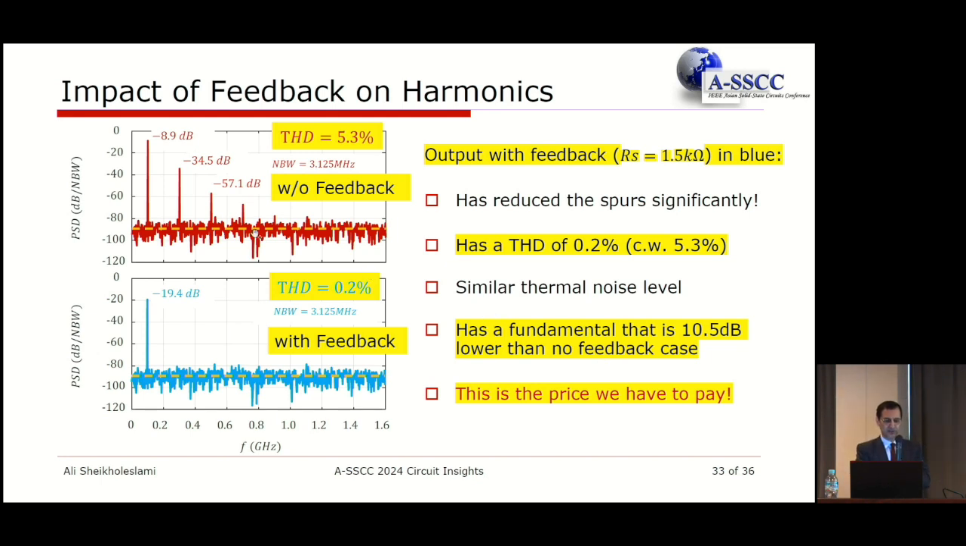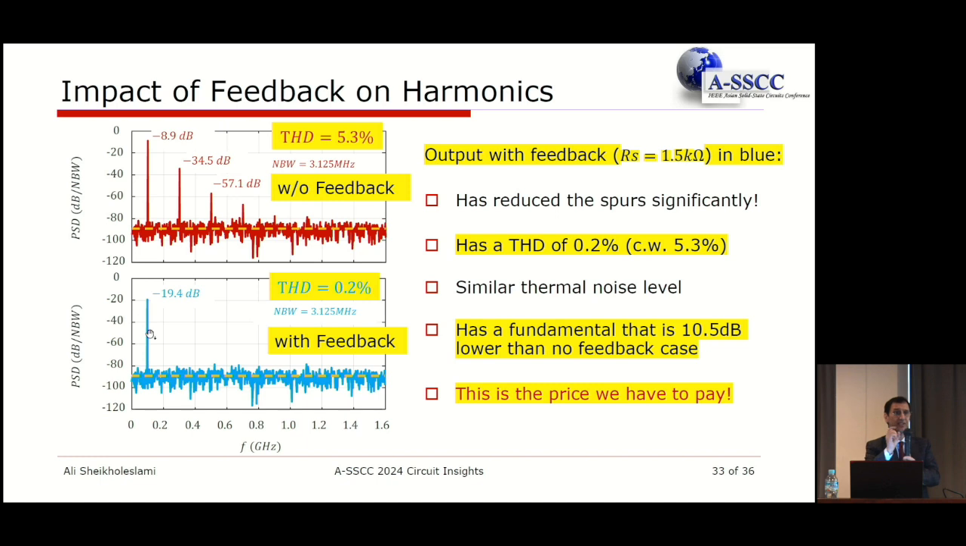You can see this red is the one without feedback. So without feedback, we had the total harmonic distortion, which was 5.3%. With feedback, it is now 0.2%. What a major reduction in total harmonic distortion. Now, if you look at the curve, do you actually see any of the spurs? You almost don't see them. They are probably at the thermal noise level or even lower, so that's why we cannot see them. You only see the actual harmonic.